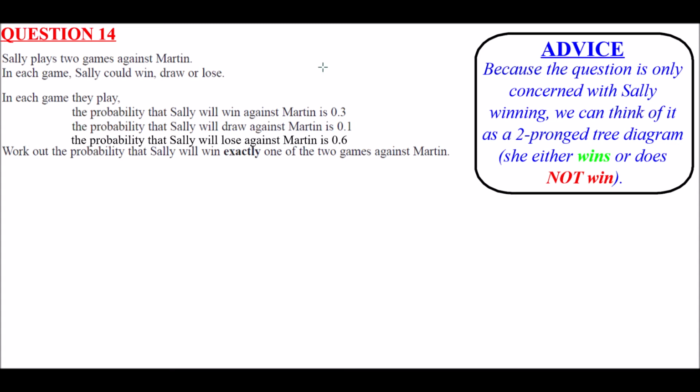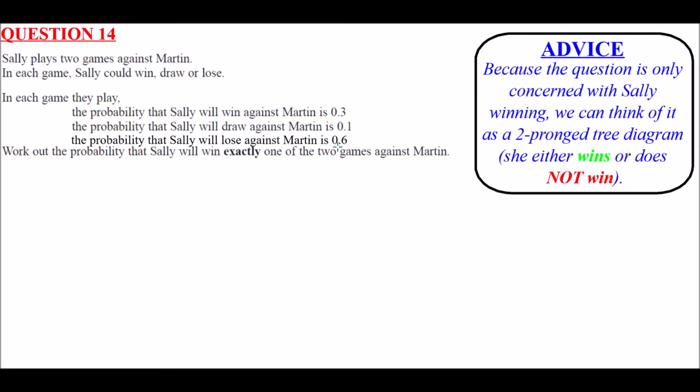So we're told here the chance Sally will win against Martin is 0.3, the chance she will draw is 0.1, therefore I can just add in this extra third line. If she doesn't win or draw, which has a total probability of 0.4, the other 0.6 must be the probability that she loses against Martin. Remember, the sum of all probabilities needs to add up to 1. 1 minus 0.3 minus 0.1 gives us this 0.6 chance that she'd lose.